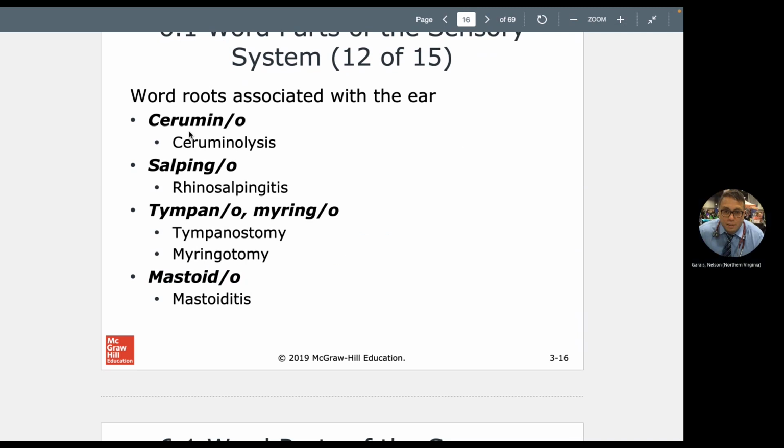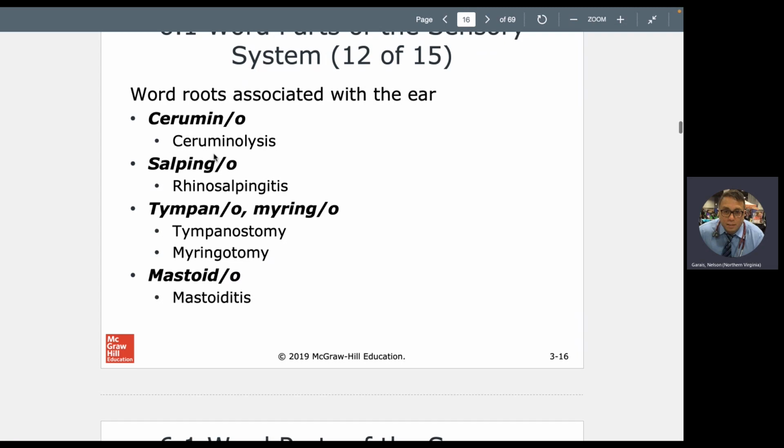Cerumen is earwax. And if it gets out of hand, we have to perform cerumenolysis with a little mini vacuum and hydrogen peroxide. We want to break down that earwax.